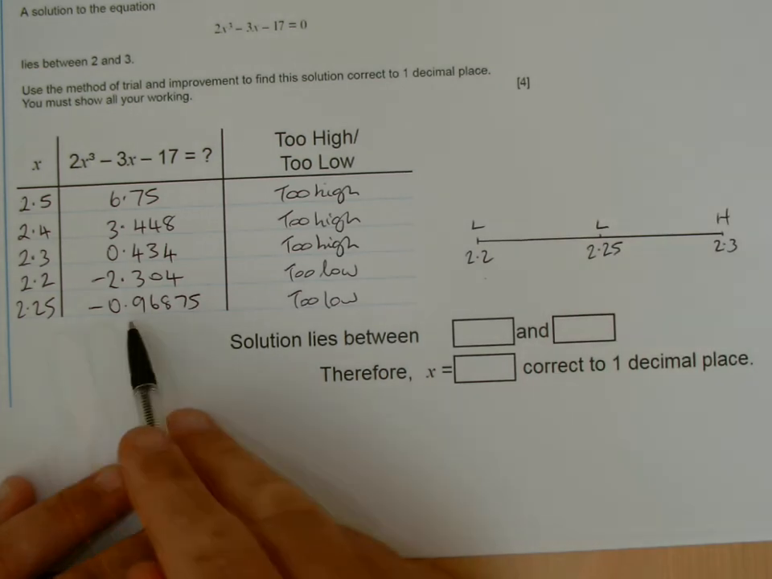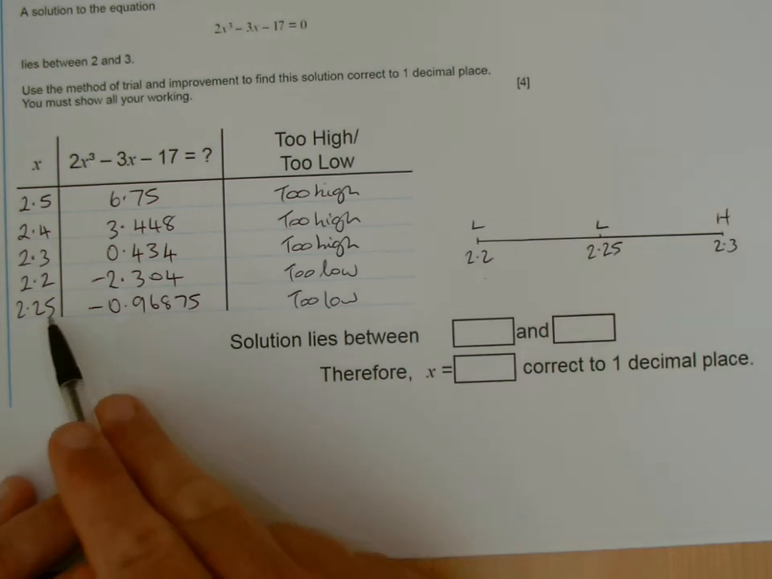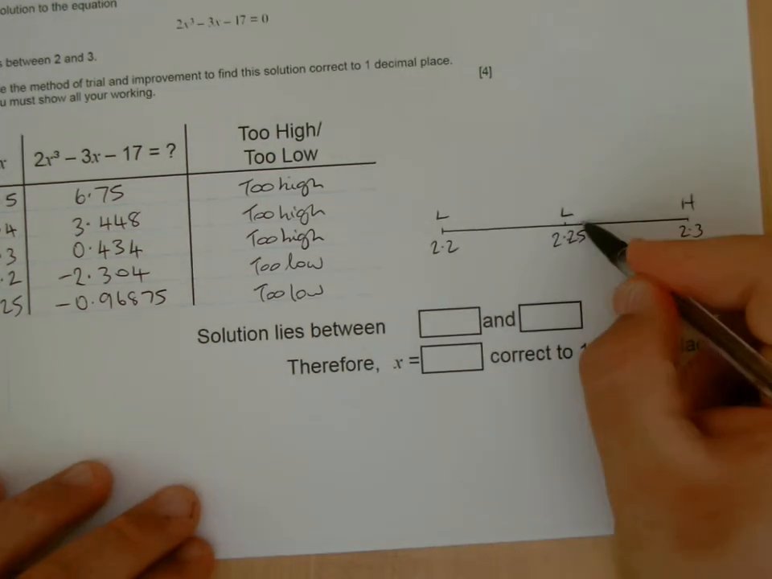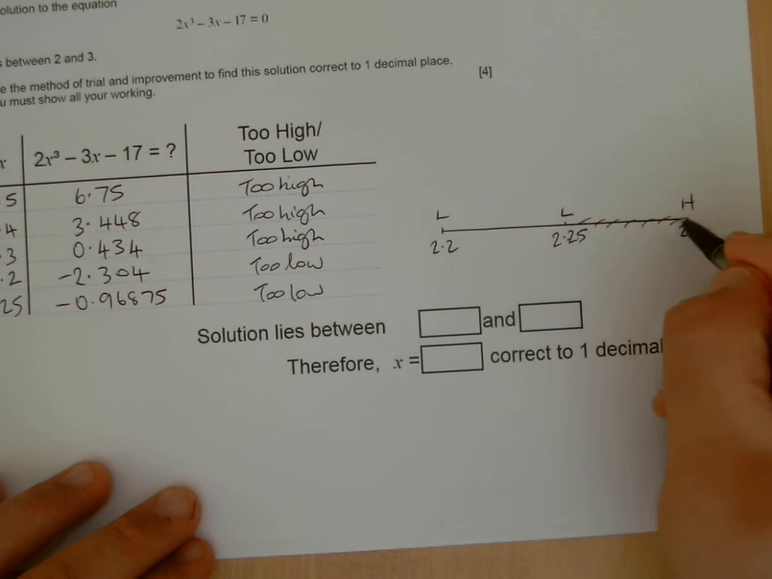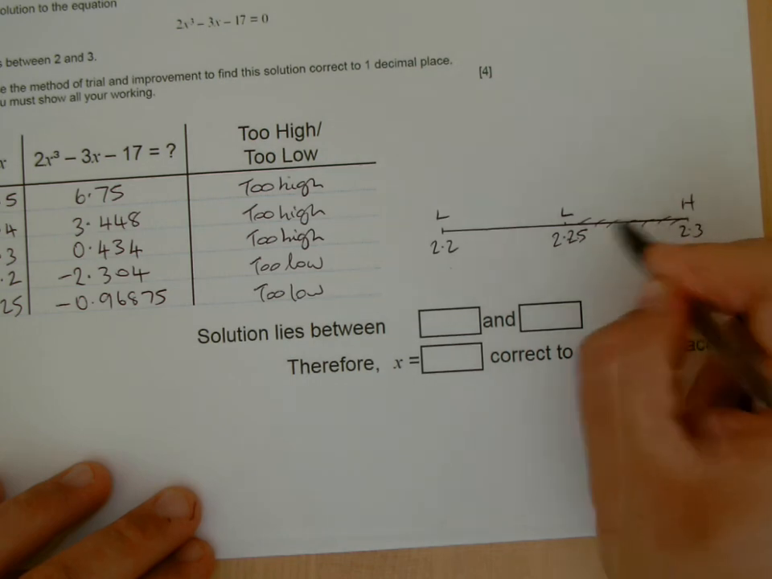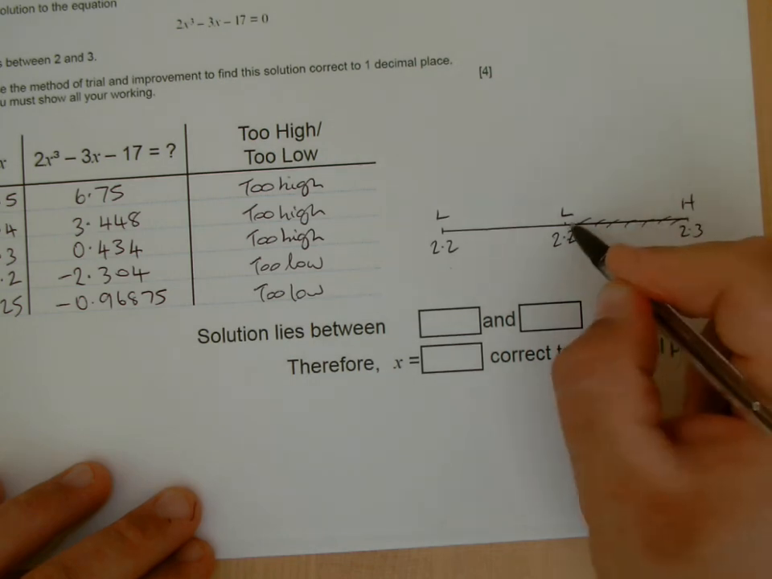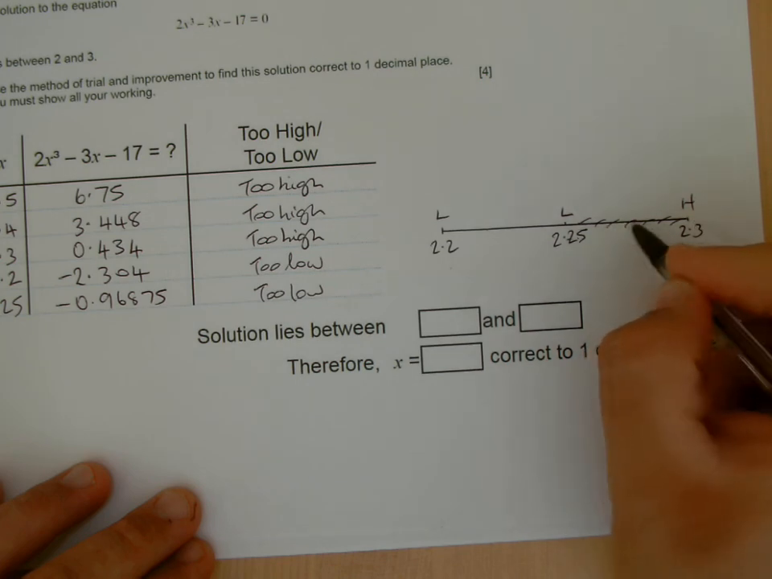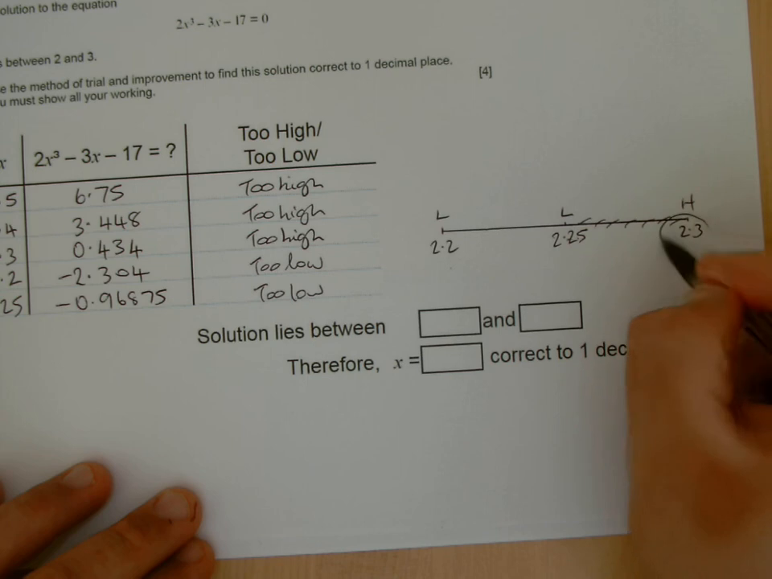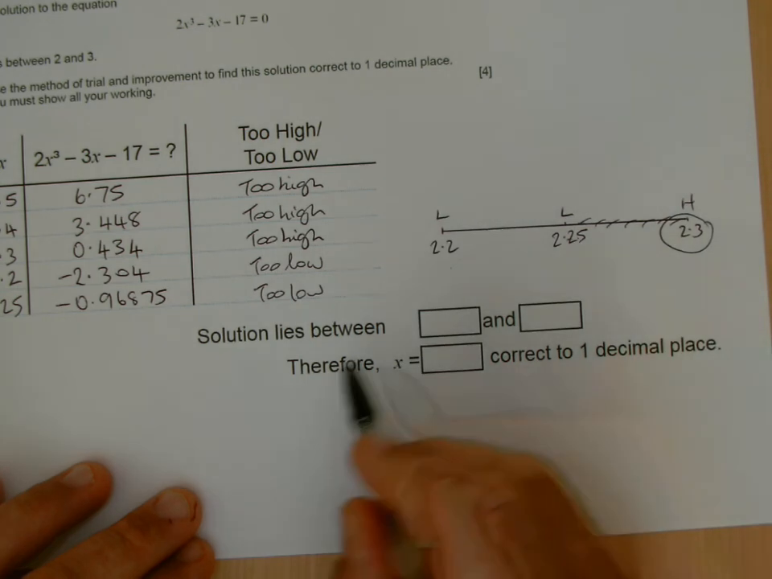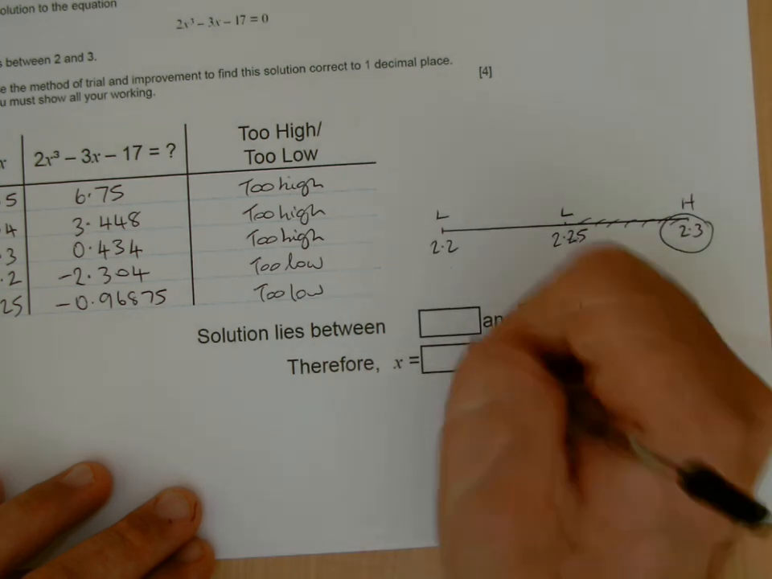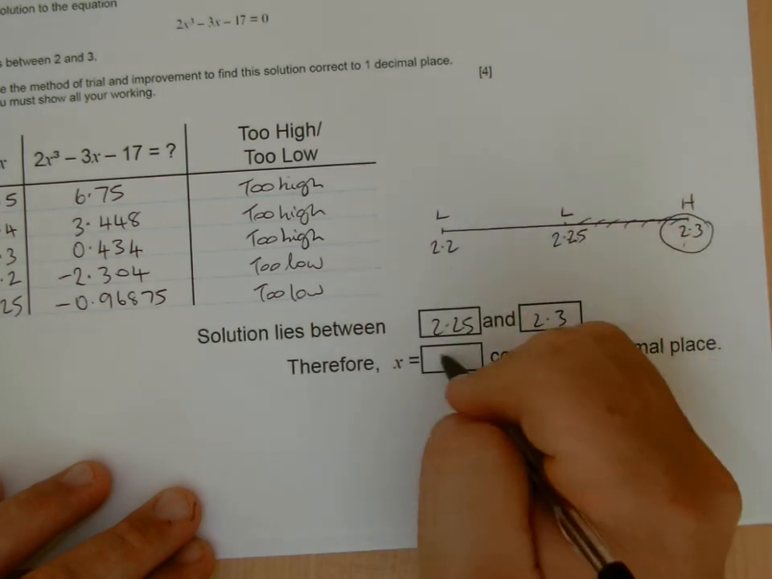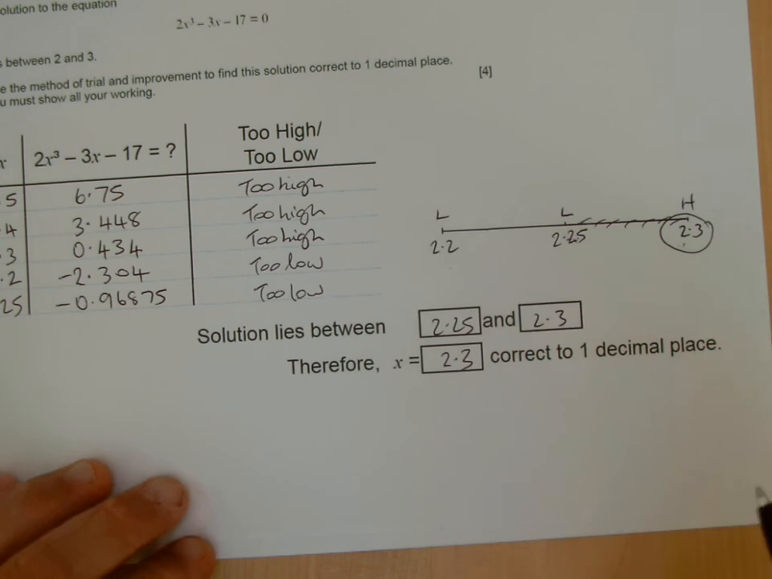So if I want to get it to 0, if you think about it, I need to try an even higher value. Yeah, I need to try a higher value than 2.25. So it's got to be here somewhere. Now I don't care where. I know it's going to be there somewhere, because that's too low. 2.3 is too high, so it's there somewhere, right? And if it's there somewhere, that means it's closer to 2.3. So the solution lies between these two values, 2.25 and 2.3. So it rounds then to 2.3 to 1 decimal place.